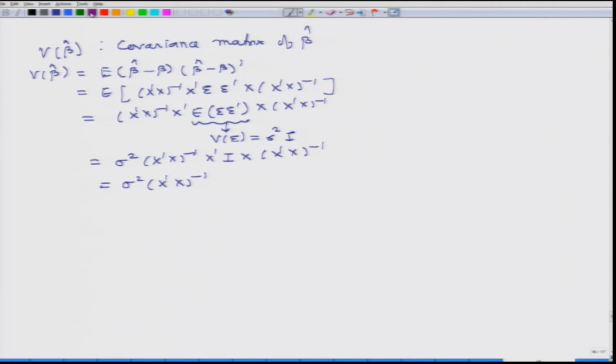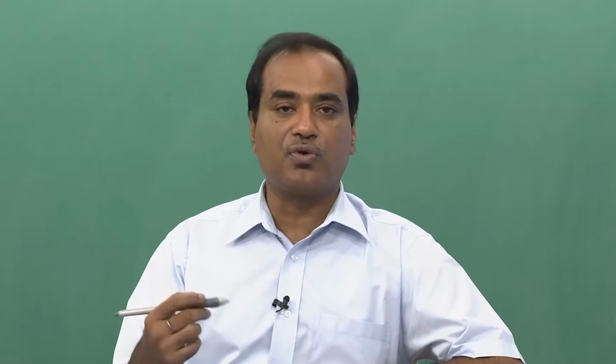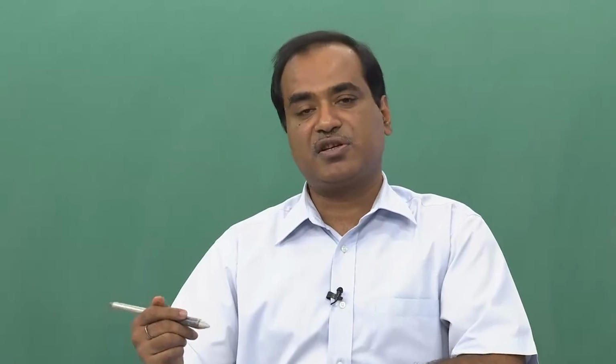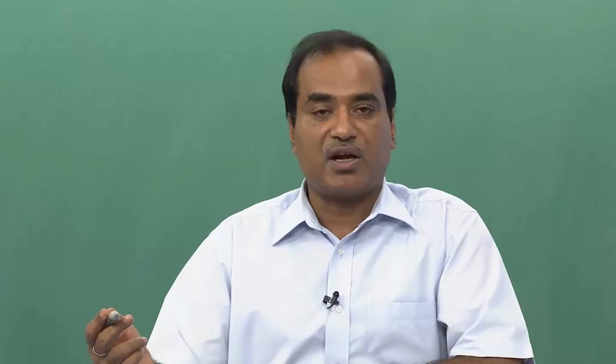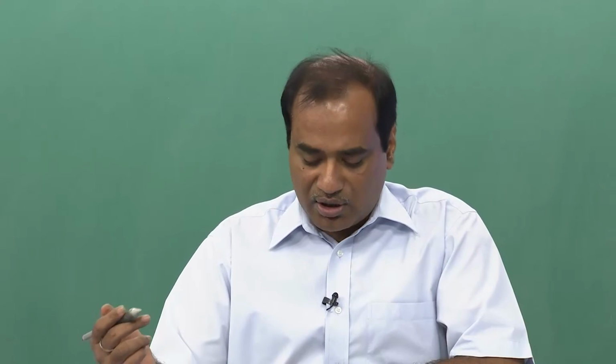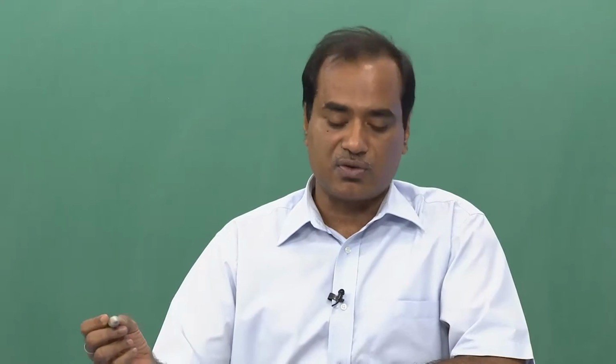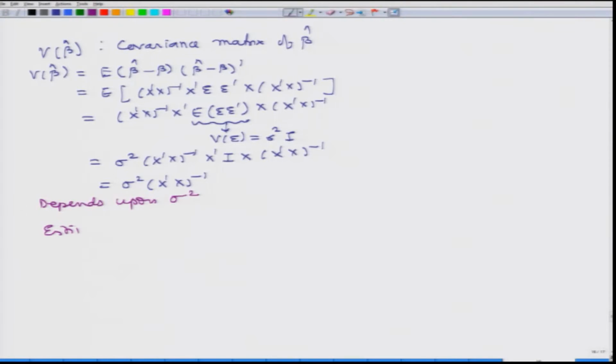This variance of beta hat is based on the population values. For example, it depends upon sigma square, and sigma square is a population value. So, in case I need to know this covariance matrix on the basis of a given sample of data, we cannot obtain it here. And in order to know it, we need to estimate sigma square. Otherwise, this value is unknown to us.